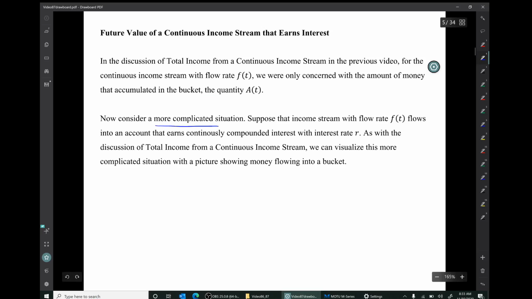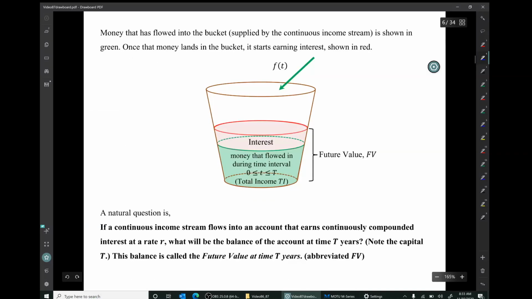Now consider a more complicated situation. Suppose that the income stream with flow rate little f of t flows into an account that earns continuously compounded interest with interest rate little r. As with the discussion of total income, we can visualize this more complicated situation with a picture showing money flowing into a bucket. So money that has flowed into the bucket, supplied by the continuous income stream, is shown in green. So that's money that flowed in from that continuous income stream. Once the money lands in the bucket, it starts earning interest, which is shown in red.